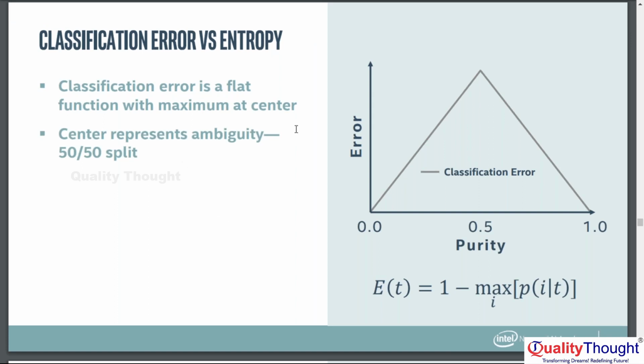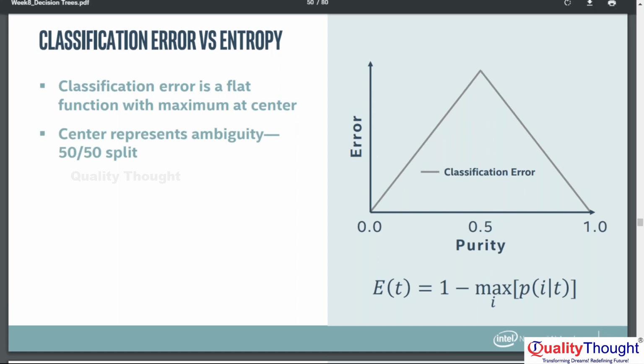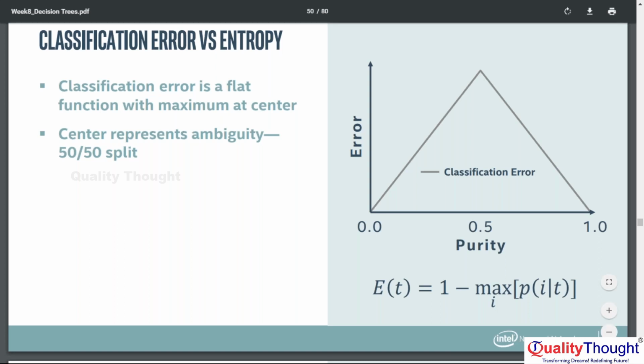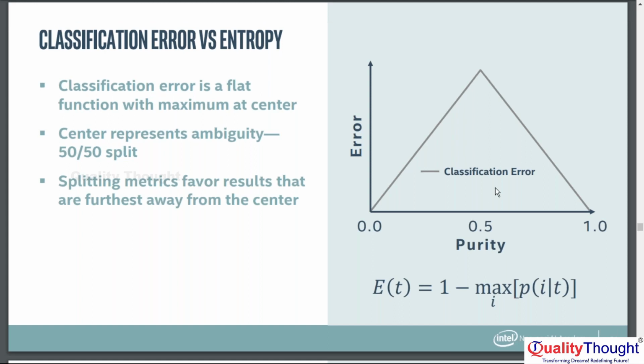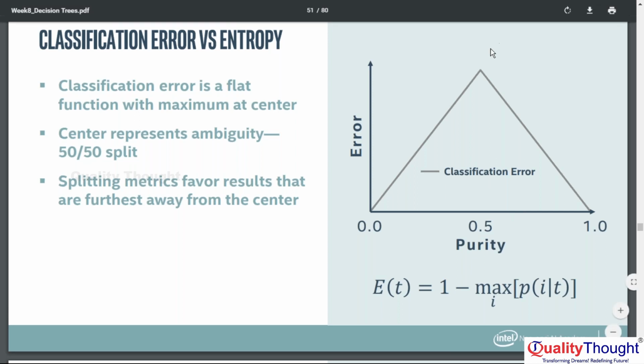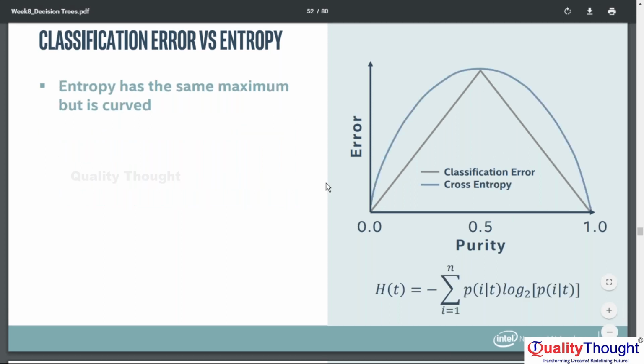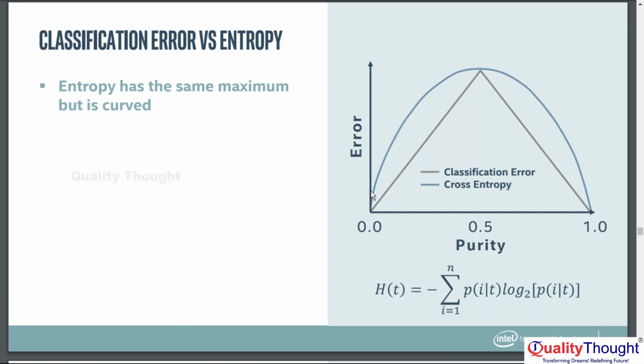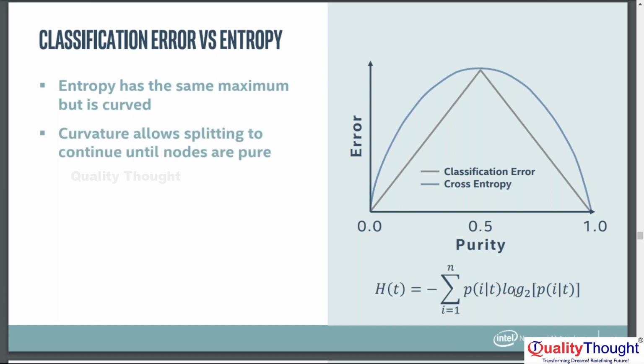So you could see the center represents the ambiguity as 50-50. Okay, you could clearly understand the metric that the center is far away from the existing values. Whereas the entropy has the maximum but it is curved. Okay, means the cross entropy, which goes through this particular formula, is nothing but a curvature which allows you to do the split where you can continue until the other nodes are going to be pure.